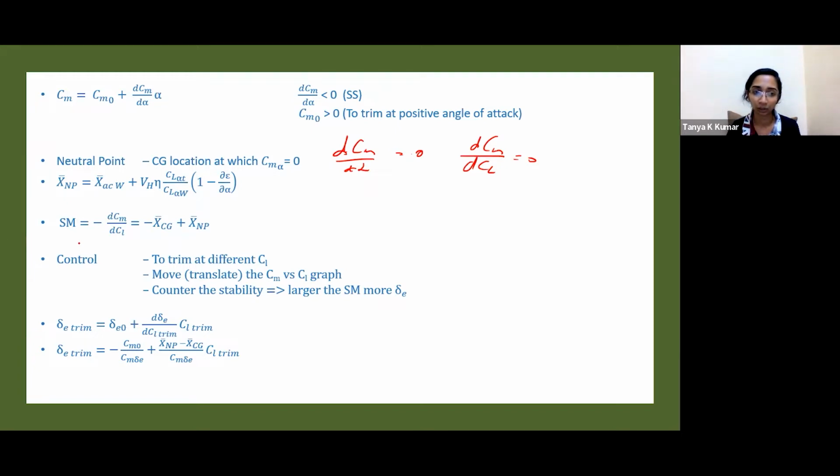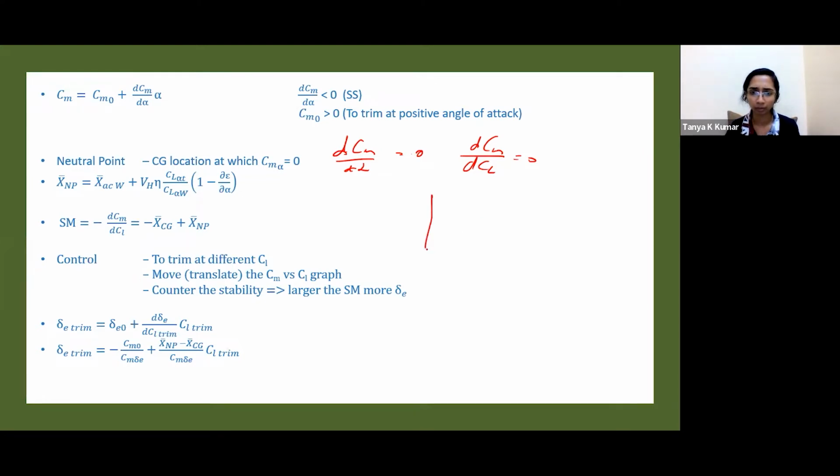Static margin is an indication of stability, which is represented by the negative slope of dCm by dCl, which gives you the distance between the CG and the neutral point. Further the CG is from the neutral point, the more stable the aircraft is, but the more difficult it is to control, more difficult it is to maneuver. What is control? Control is something that we introduced to ensure trimming at different velocities.